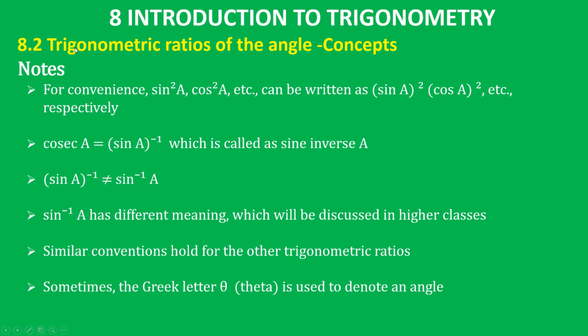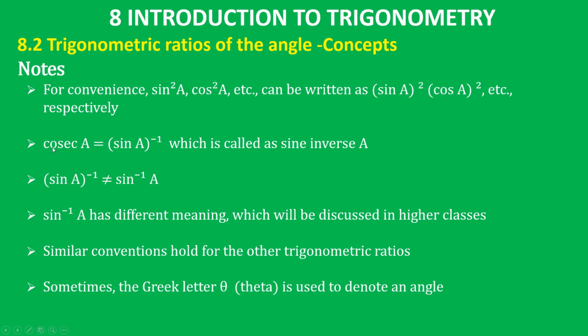Can you see here? Some notes we will understand. Okay, what are the notes? For convenience, sine square A can be written as sine A whole square. Cos square A can be written as cos A whole square, etc. That means tan square A, we can write it as tan A whole square. Cosecant square A, we can write it as cosecant A whole square. Similarly, secant square A, we can write it as secant A whole square. Cot square A, we can write it as cot A whole square.